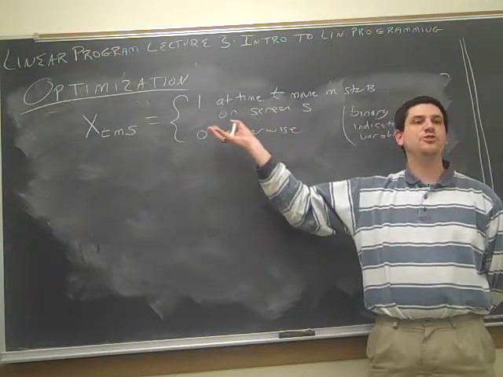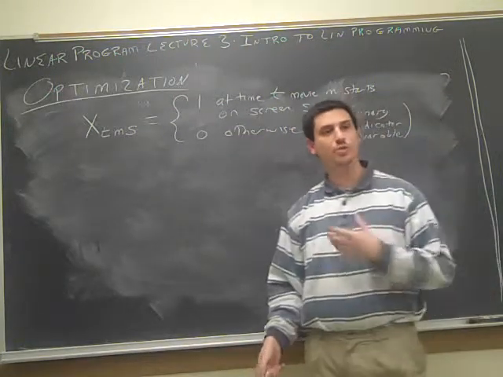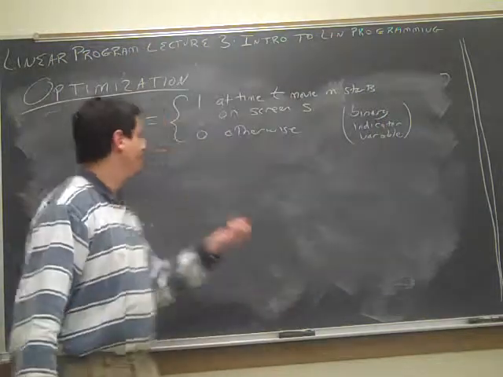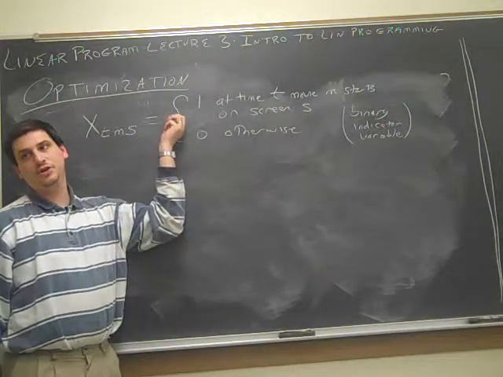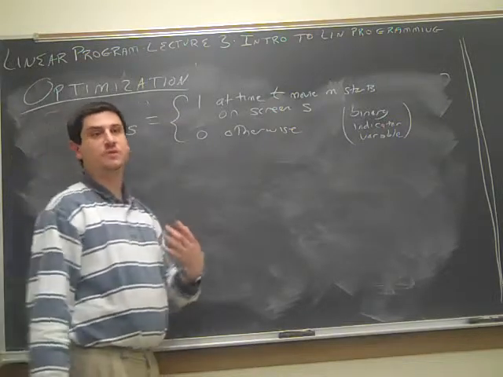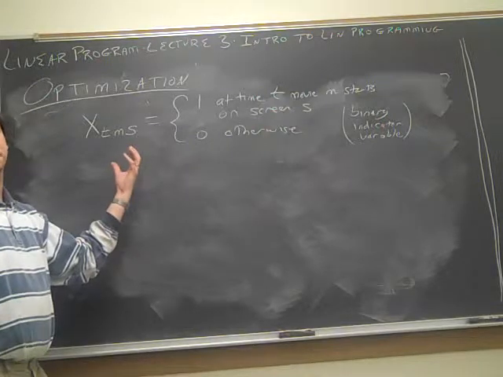Instead of movies, this could very easily be a plane taking off. And then you might have the plane going from one city to another. So instead of having a screen, I would have city 1, city 2. You could have oil being shipped from a refinery to a city. This framework handles a huge variety of problems.